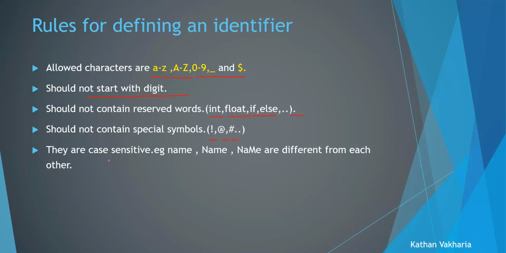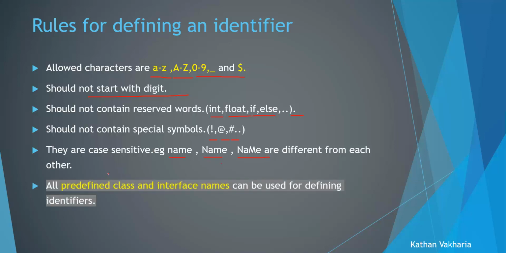I get that. They are case sensitive. Example: this name, and this name. These are totally different from each other. And one last point. All the predefined class and interface names can be used for defining identifiers. Now you see I highlighted the last line for a reason. It's because firstly it can trick you sometimes. For example, if the interviewer or your teacher tries to trick you, he can use this point.